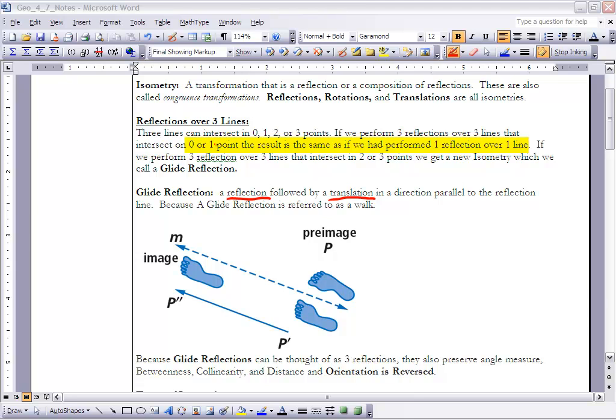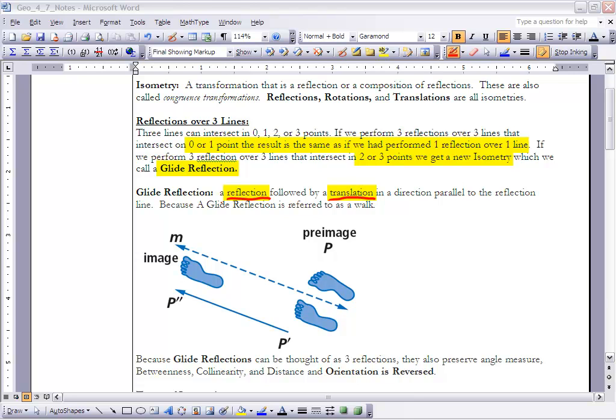However, if we perform three reflections over three lines that intersect in 2 or 3 points, we get a new isometry, which we're going to call a glide reflection. Here's how we're going to define a glide reflection. A glide reflection is a reflection followed by a translation in the direction parallel to the reflection line. A glide reflection is generally referred to as a walk because it looks like we're walking along a line.